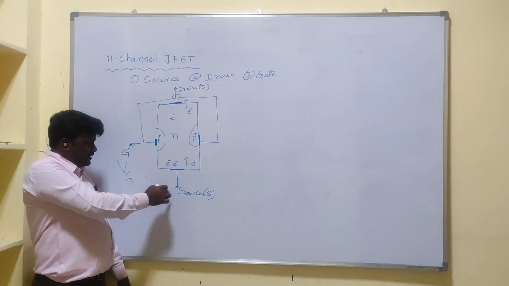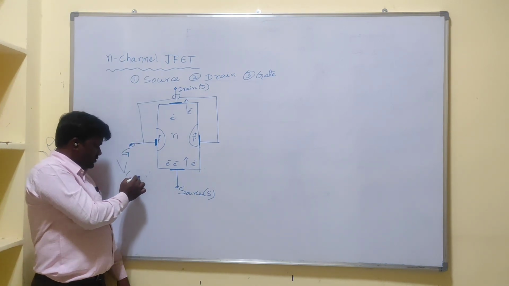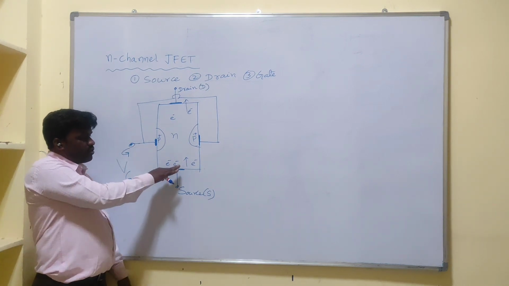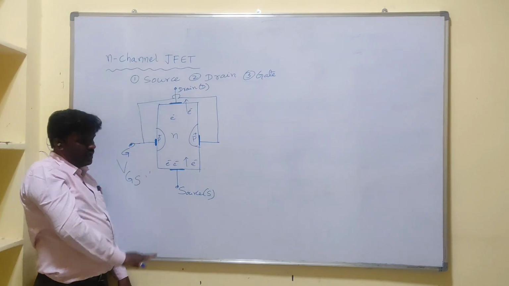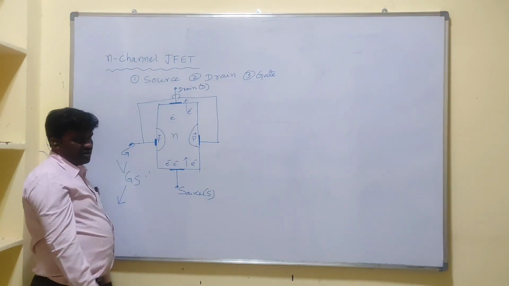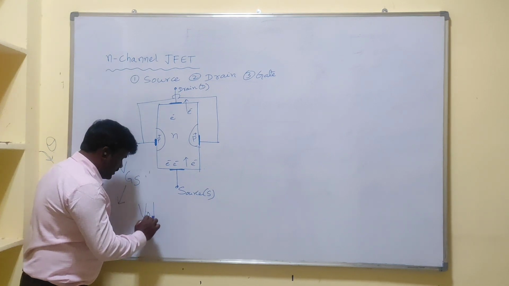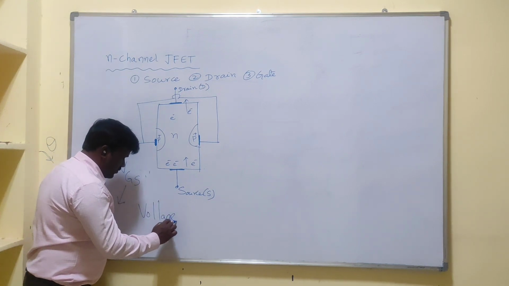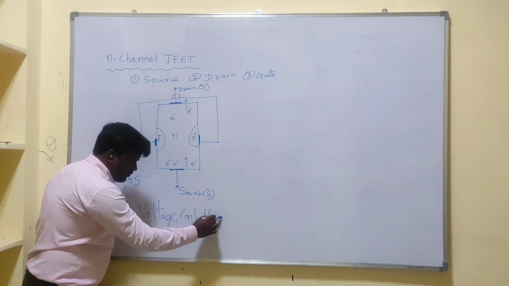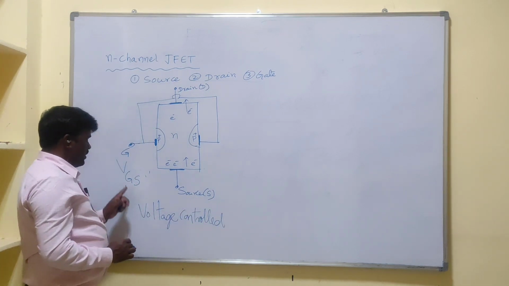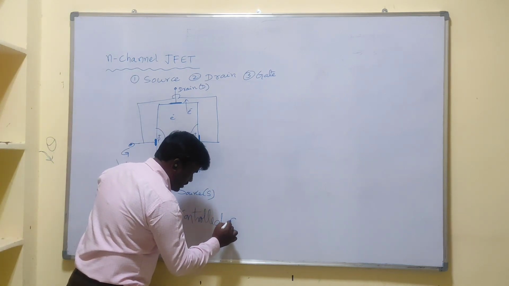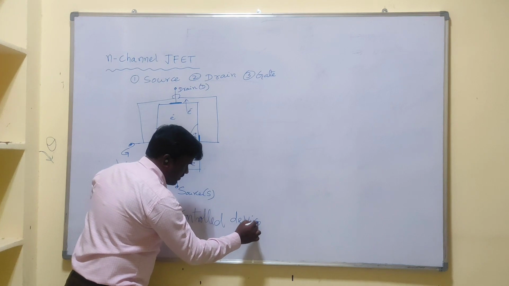and if you apply this voltage between gate and source, this is known as Vgs. So by using this Vgs, we can control the flow of electrons from source to drain. That's why this device is called a voltage controlled device. Why? Because we can control the flow of the current from source to drain by applying this gate to source voltage. So that's why FET is a voltage controlled device.